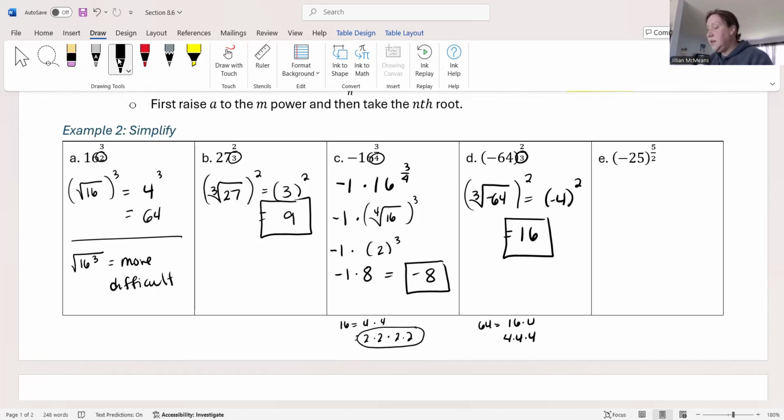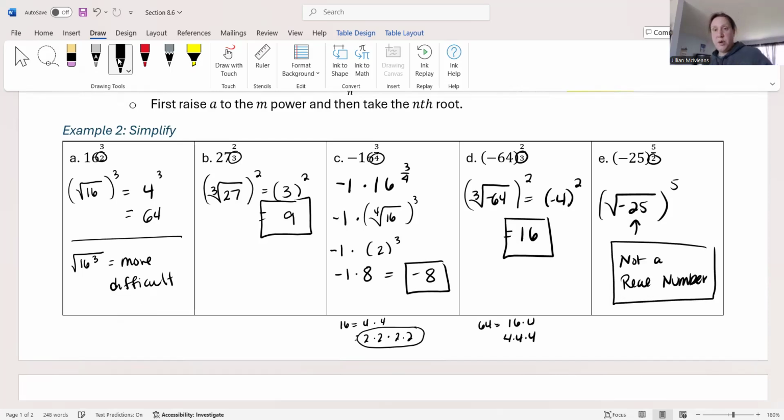Okay? Finally, we have -25 in parentheses. That means those parentheses are binding the negative and the 25 together. Outside the parentheses, we have an exponent of 5/2. So the negative goes under the radical, and I have an index of 2. So I have the square root of -25 to the 5th power. Well, this is a problem. When you have an index that is even, the radicand and result have to be non-negative. So we would have to say that this is not a real number. Can't do it.